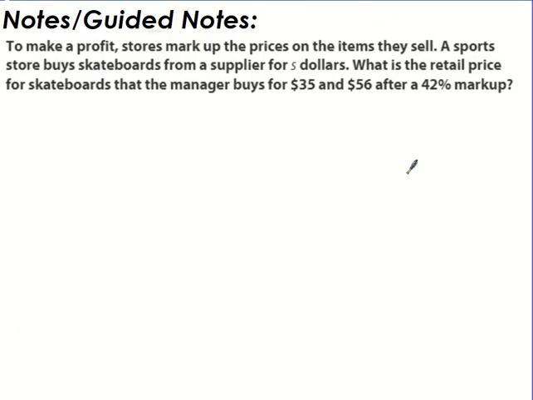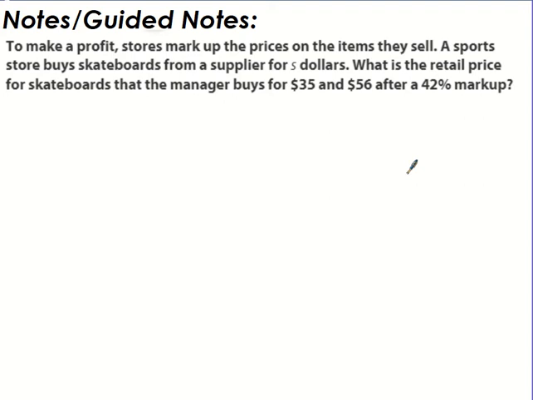So for the guided notes, this is your example. Please pause and take time to write it down. I know it's a lot, but I apologize. It says: to make a profit, stores mark up the prices on the items they sell. That was talked about in 5.1. A sports store buys skateboards from a supplier for S dollars. We don't know how much they are, S being whatever price they pay. What is the retail price for skateboards if the manager buys them at $35 or $56 after a 42% markup? Okay, so before we even do the 35 and the 56, we're going to write expressions to help us find these.